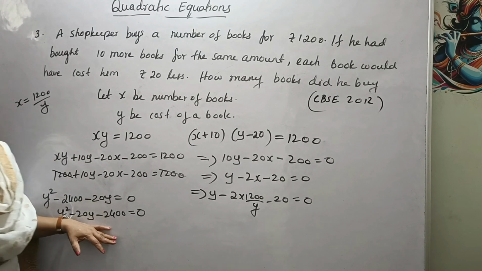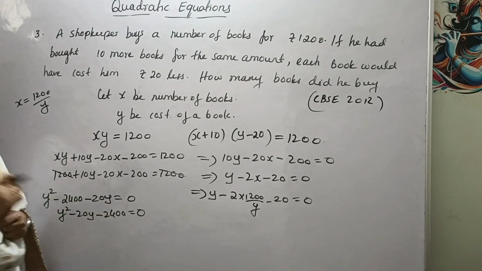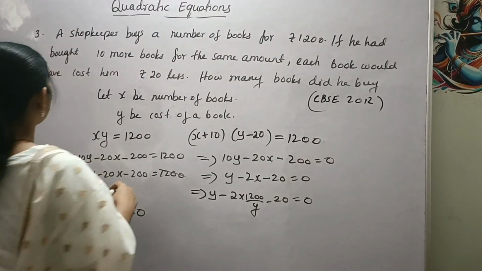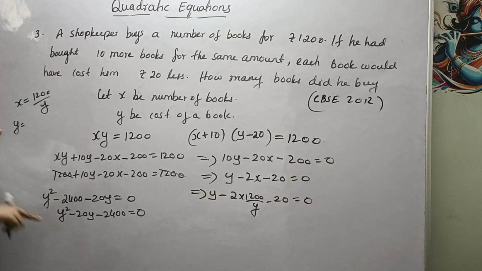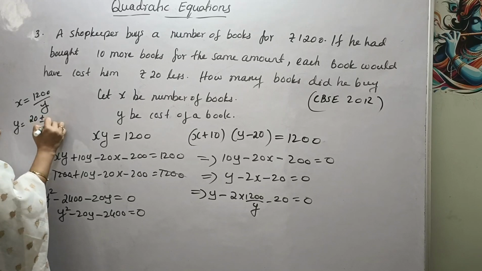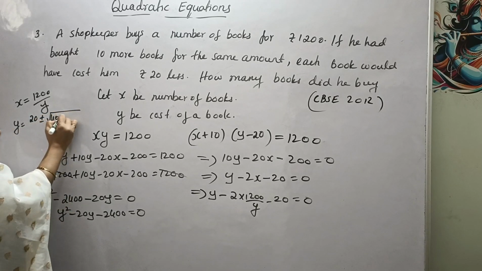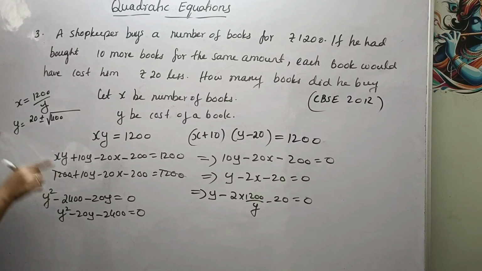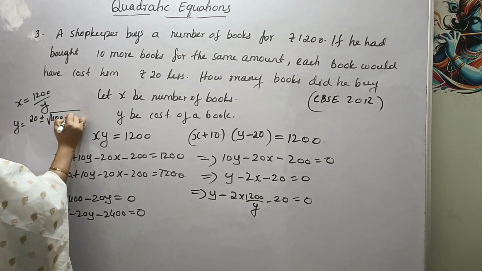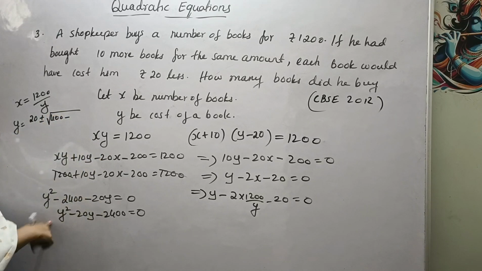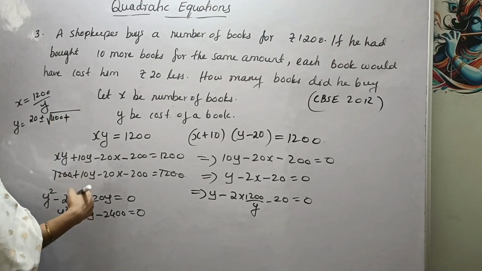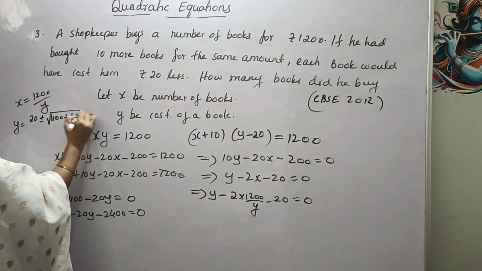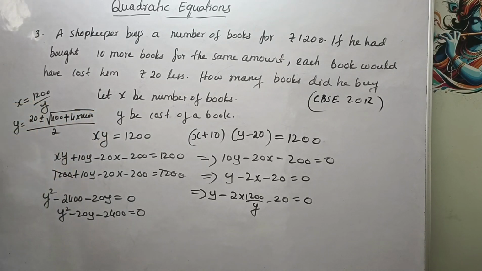So from this we can find the values of y. Let's apply the formula. y is equal to minus b plus or minus root of b square minus 4ac, divided by 2a. What is b? Minus 20. So minus of minus 20 is plus 20, plus or minus root of b square, that is 400, minus 4 into a into c. a is 1, c is minus 2400, minus minus becomes plus. So 4 into 2400, divided by 2, a is 1.